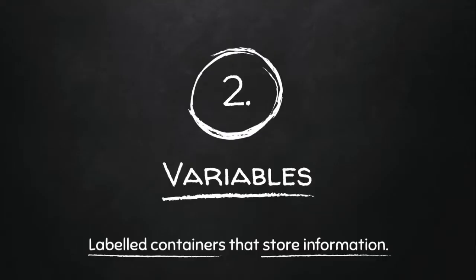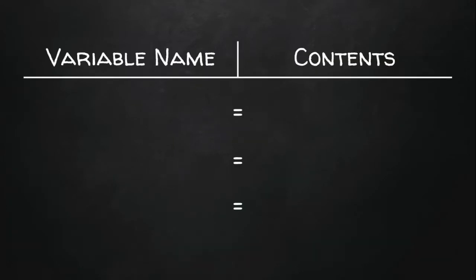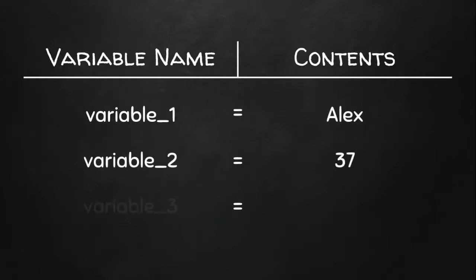A variable is a labeled container that can store information. To create a variable, we simply give it a name and a value. Variable names can contain a combination of letters, numbers and underscores, but they cannot start with a number.